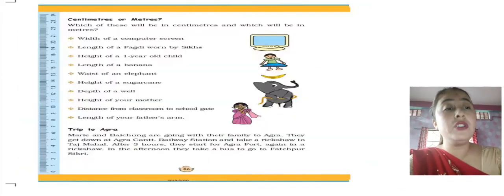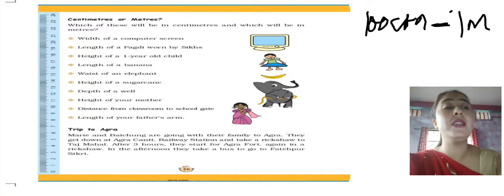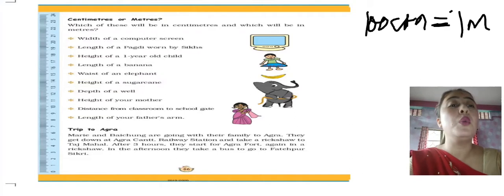Okay, so children, in this page, that is page number 56, we have learned about meters and centimeters in the previous class, if you remember. Yes, so you have got some idea regarding centimeters and meters. So can you tell me how many centimeters make 1 meter? Yes, 100 centimeters will make 1 meter. Yes, 100 centimeters equals 1 meter.